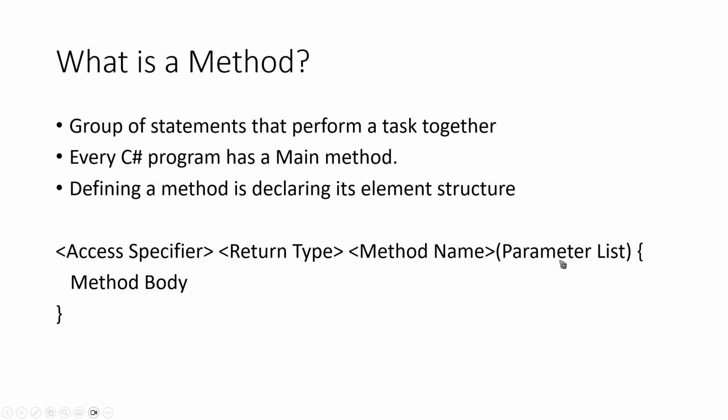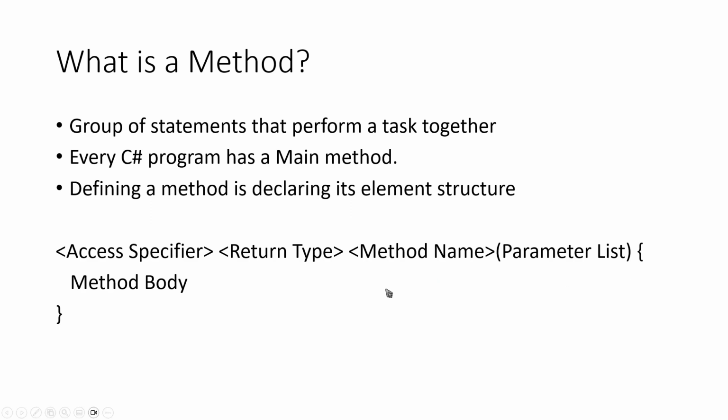Then we have the parameter list, which basically is the data that can be passed to and in some cases from the method. This indicates the order and type of data that is passed into the method. And it can be optional as well, as in you don't have to pass any parameters into the method, so you can leave this area blank if you so require. And finally, the method body.